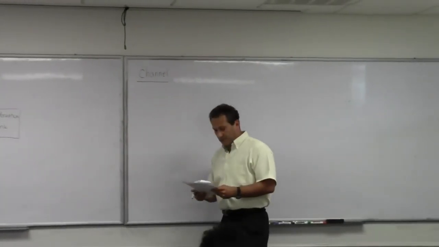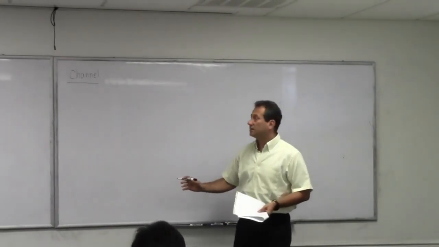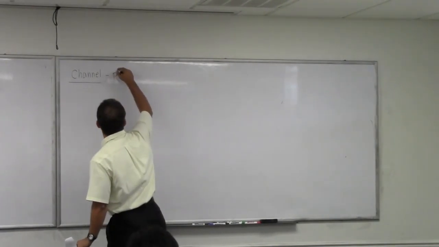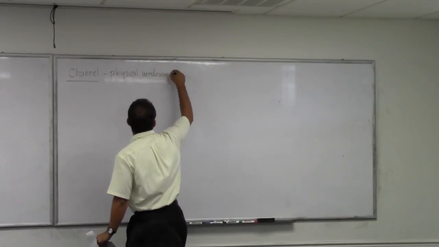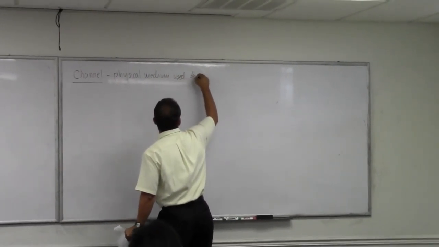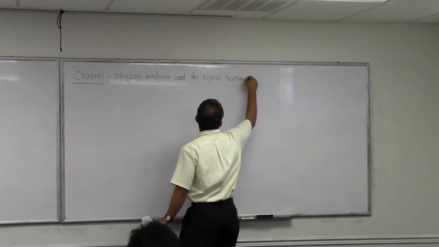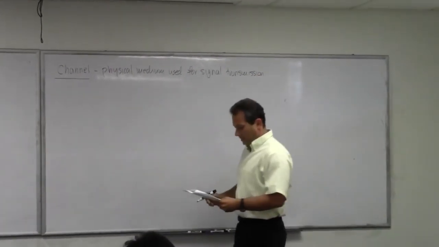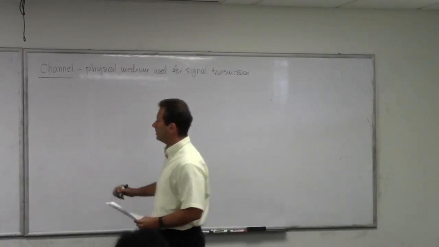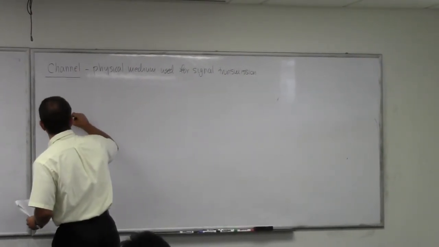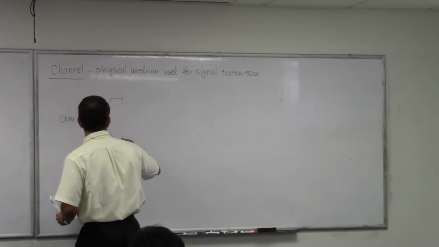What is a channel? A channel is a physical medium that is used for transmission of signals between the transmitter and the receiver. So it's a physical medium used for signal transmission. Now, there are several types of channels. So let's go through a list and try to survey them a little bit. If I say communication channels, there are two major types.